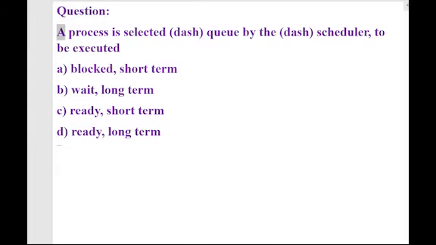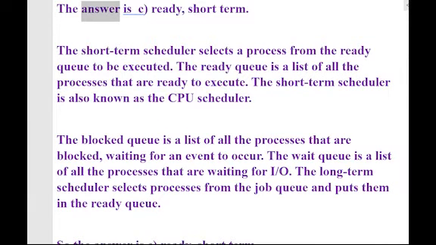Question. A process is selected from the queue by the scheduler to be executed. A. Blocked, short term. B. Wait, long term. C. Ready, short term. D. Ready, long term. Your time starts now. 5, 4, 3, 2, 1. The answer is C. Ready, short term.